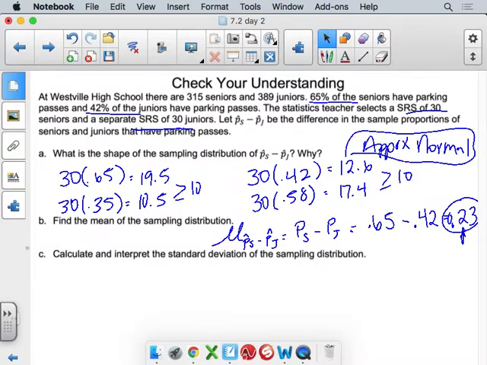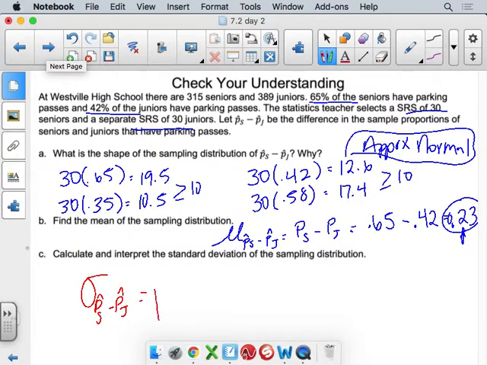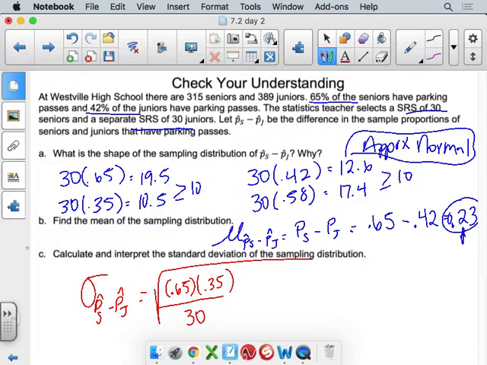So the standard deviation of the sample proportion of seniors minus the sample proportion of juniors: it says to do the proportion of your first group, which in this case is seniors, so the proportion is 65 times 1 minus 65, so 35, divided by the sample number, which was 30, and then plus the proportion of juniors times 1 minus the proportion of juniors, divided by the sample size, which was also 30.